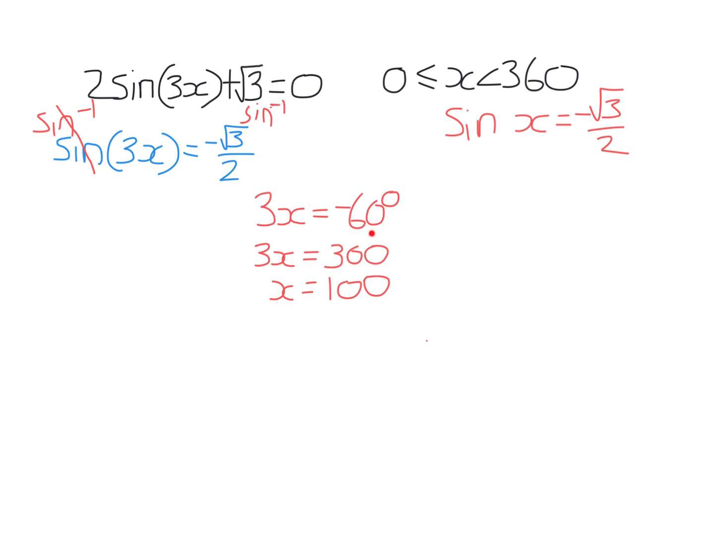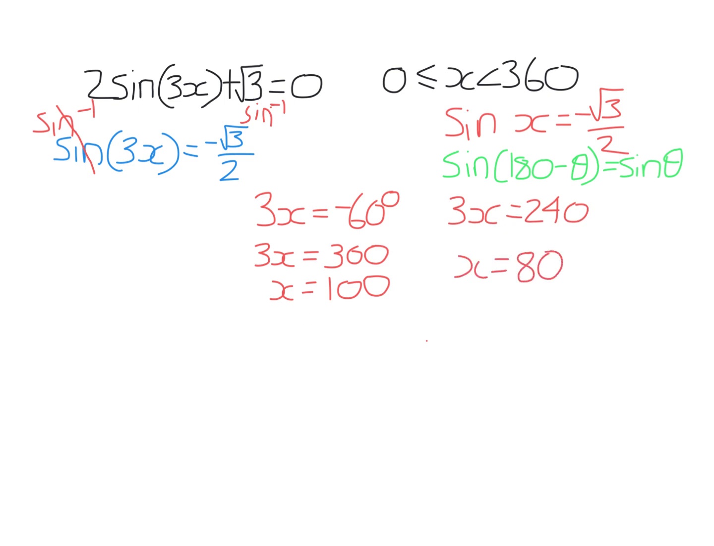So we can get another solution to this part here. So we know sine of negative 60 equals negative root 3 on 2. So using our rule, sine of 180 minus theta equals sine of theta, to get another solution, 3x equals 180, subtract negative 60, so 3x equals 240, and that gives us x equals 80 degrees. So we now have two solutions, and we said before we expect 6 in total.